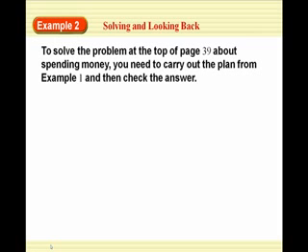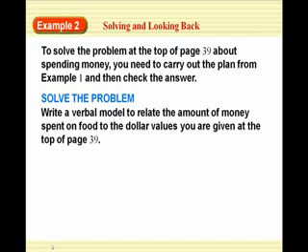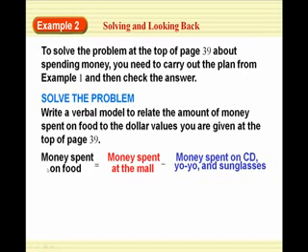To solve the problem at the top of page 39 about spending money, you need to carry out the plan from example 1 and then check the answer. So let's do that. Our verbal model that we had written. So money spent at the mall, you know how much we figured that out just a second ago. Our money spent at the mall was $26, and our money spent on the yo-yo and the sunglasses was $16.